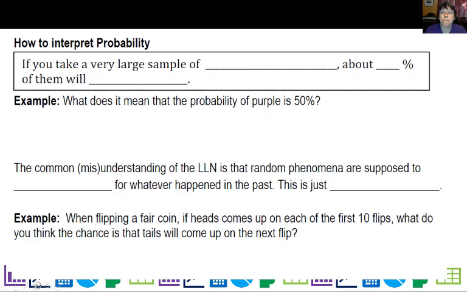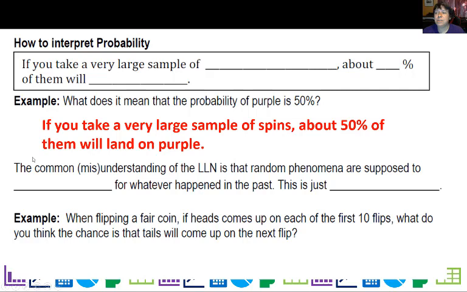So how do we interpret probability? Here is a framework you can use. It says if you take a very large sample of whatever, about whatever percentage of the time they tell you, they will be whatever was predicted. So what does it mean that the probability of purple is 50% for our spinner example? If you take a very large sample of spins, in this case we were doing several hundred, over 1,000, about 50% of them will land on purple. And notice we say about 50%. We don't say exactly 50%.